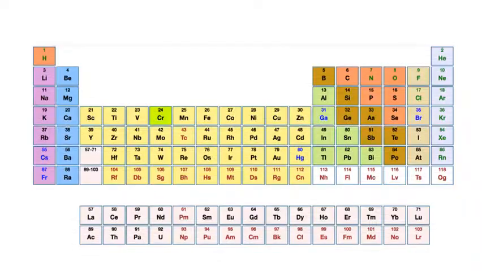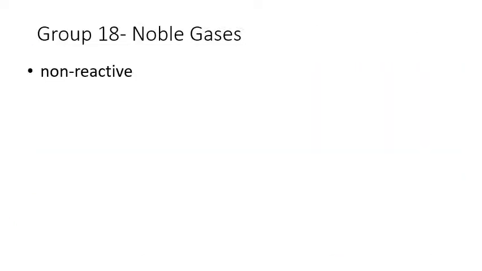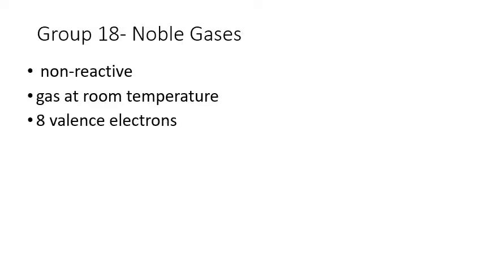So our last group here are these guys here, at the very, very end. This is our group 18, our noble gases. These are non-reactive. So these will not blow up, they will not go on fire, they will not react with other things at all. They are non-reactive. They are gases at room temperature. They have 8 valence electrons except for helium.